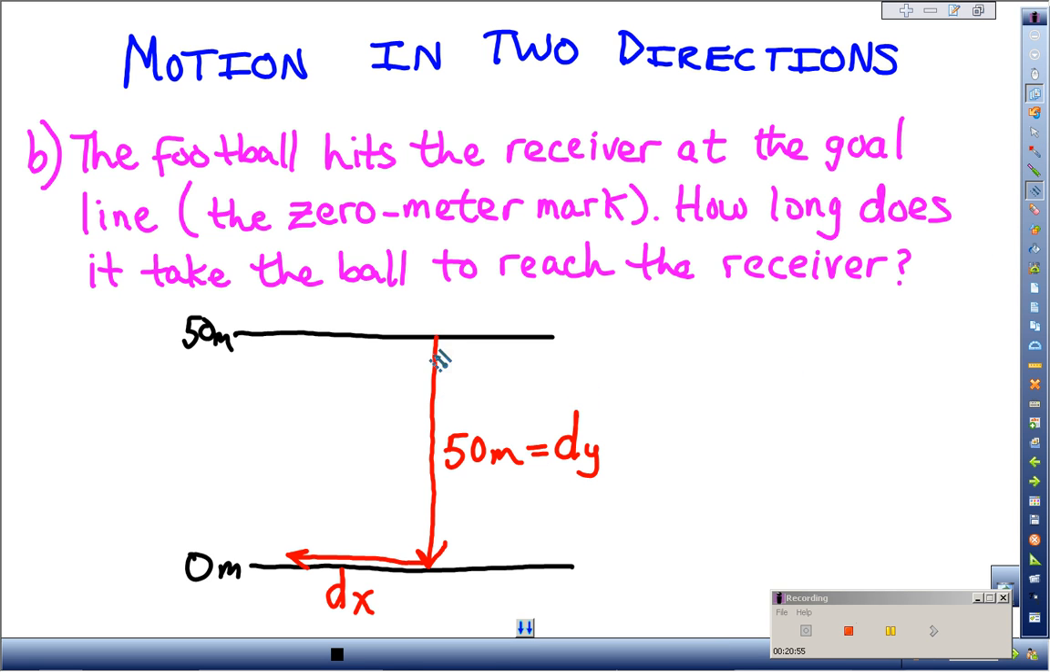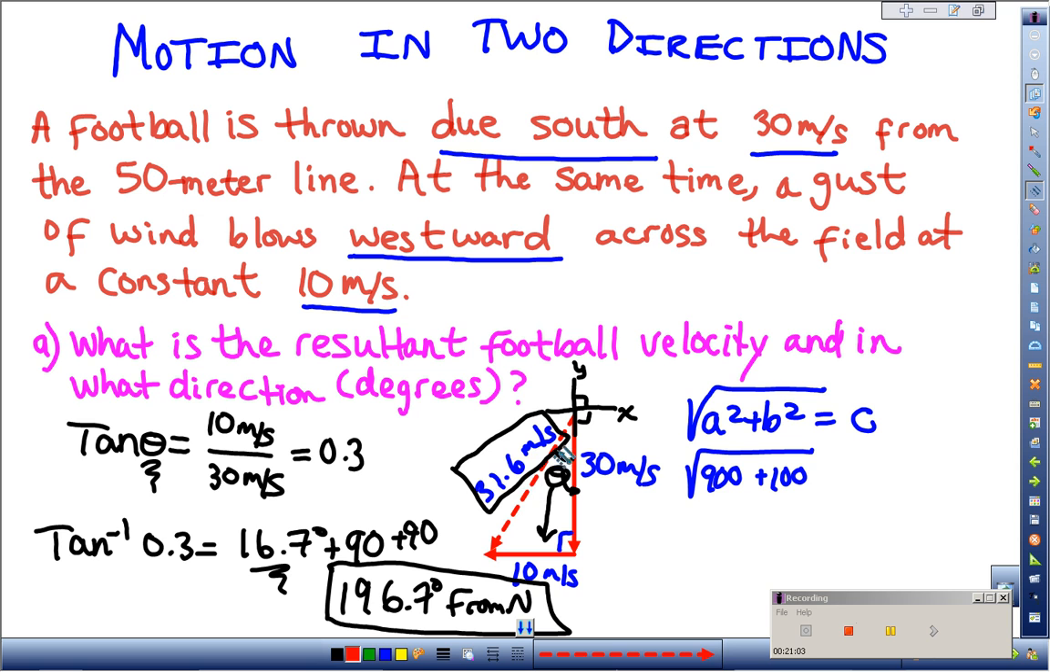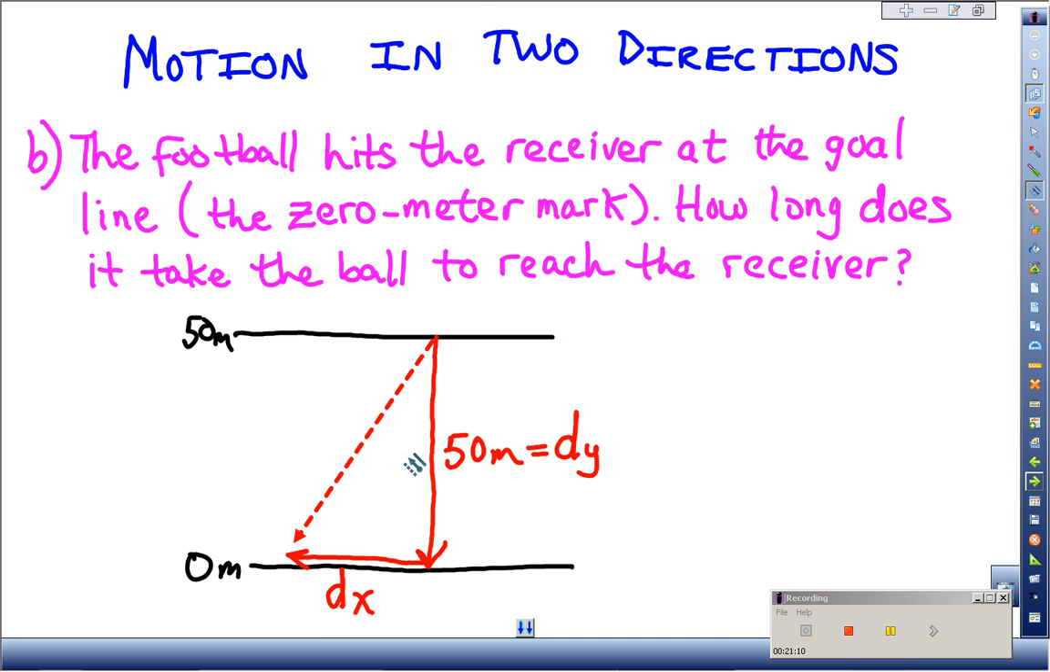And my resultant displacement in this case is going to look very similar. In fact, it is going to look exactly like the triangle that I used for my velocity vectors. But keep in mind, because these are velocity vectors, you cannot put them on the same triangle as these displacement vectors.